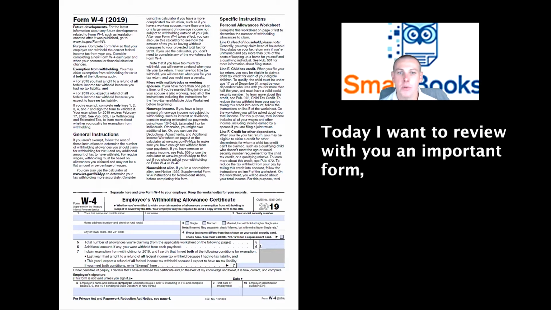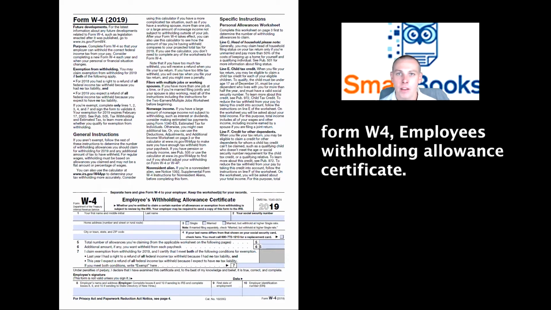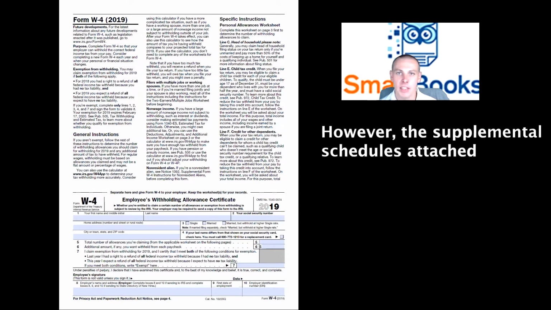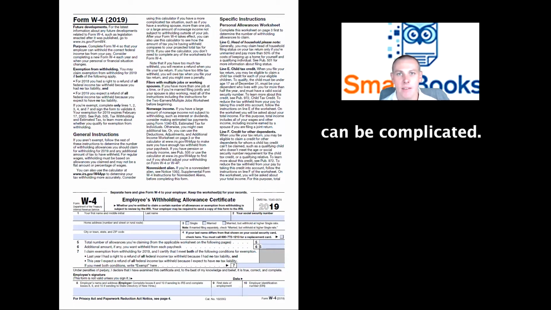Today, I want to review with you an important form, Form W-4, Employee's Withholding Allowance Certificate. The form itself is very basic. It only has 7 lines. However, the supplemental schedules attached can be complicated.